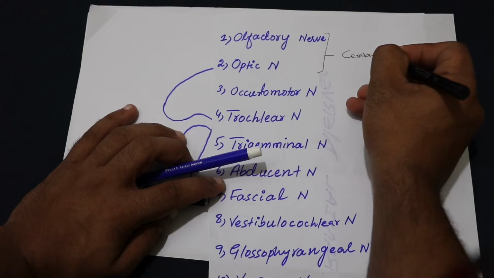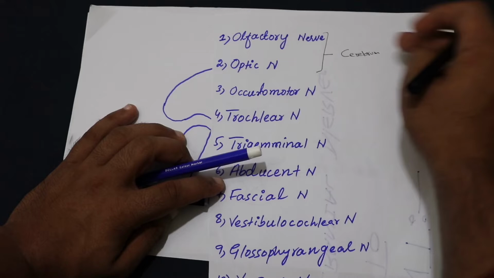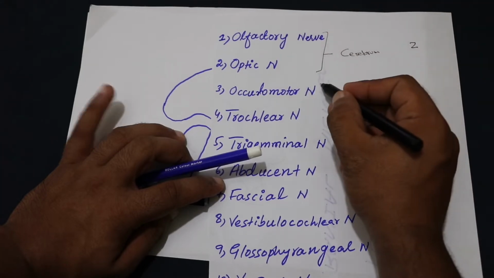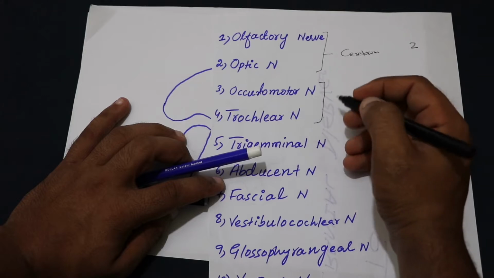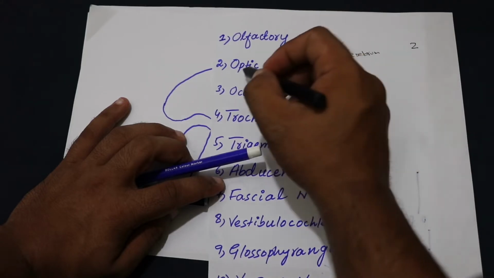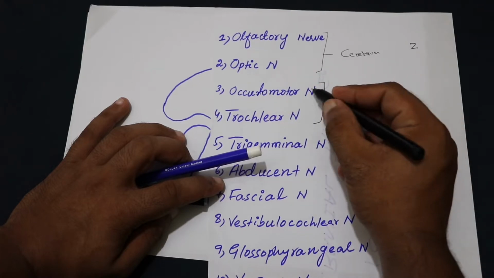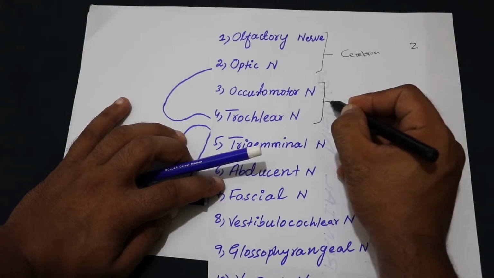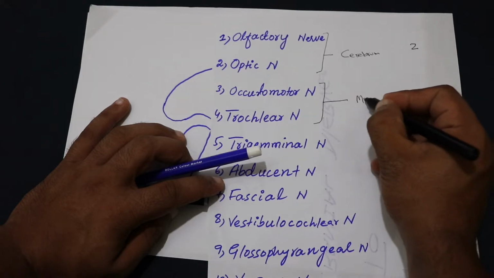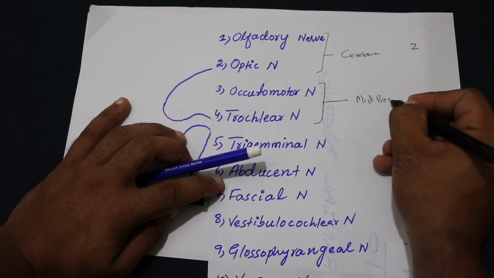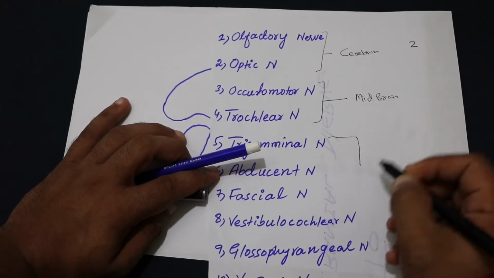So remember, the first two nerves, olfactory and optic, arise from your cerebrum. Remember this one always. So two of them arise from the cerebrum. The next two nerves are the oculomotor and trochlear nerves. Olfactory nerve is for smell, optic for eyes, oculomotor again for eyes, and trochlear. These oculomotor and trochlear nerves arise from what we call the midbrain, which is a part of your brainstem.